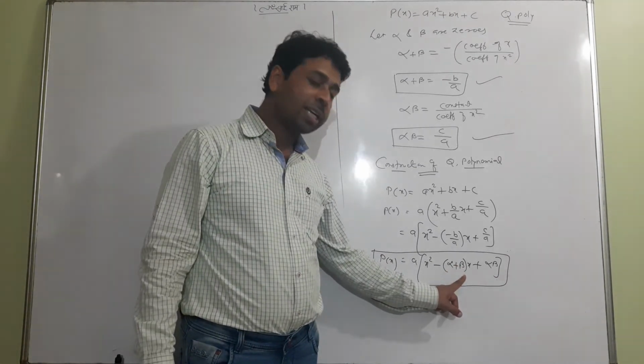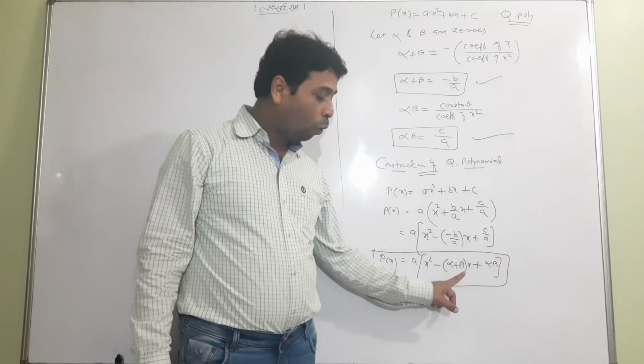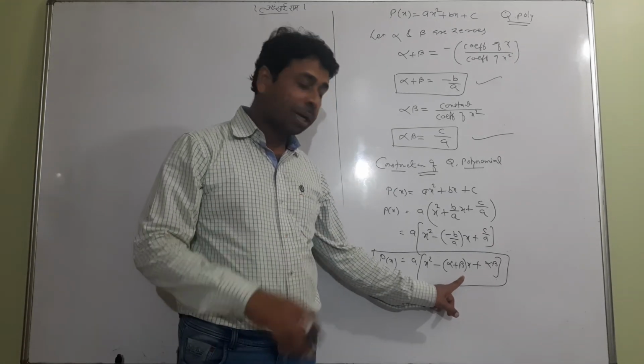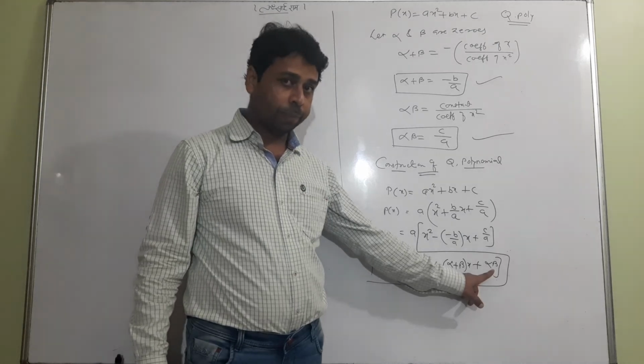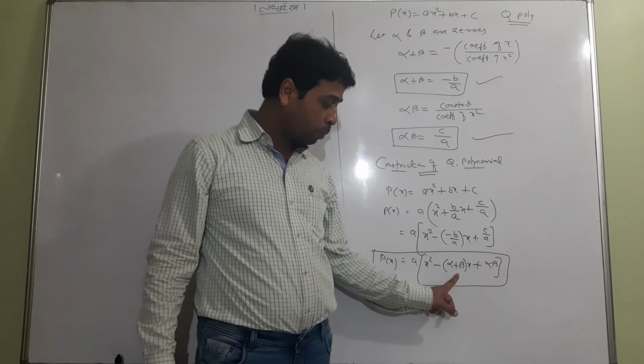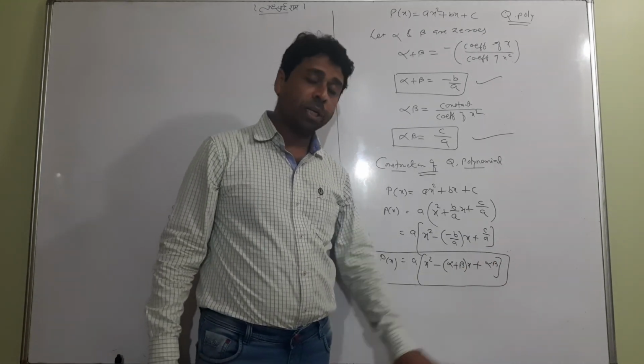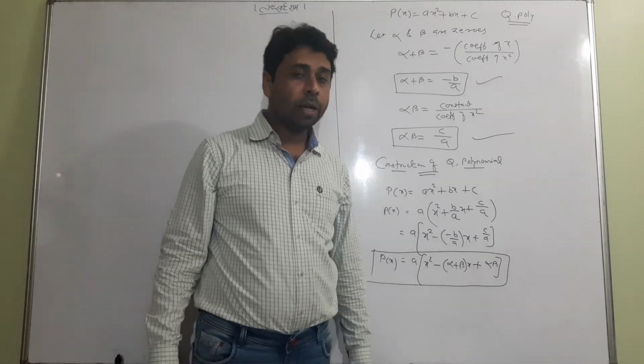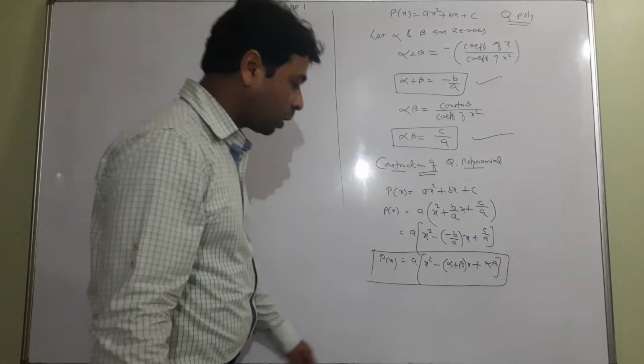Sometimes alpha and beta separately will not be given. Only alpha plus beta, the sum, and alpha into beta, the product, will be given directly. When directly given, put alpha plus beta as the sum and alpha into beta as the product in the right places and get your answer. So this was just a formula.